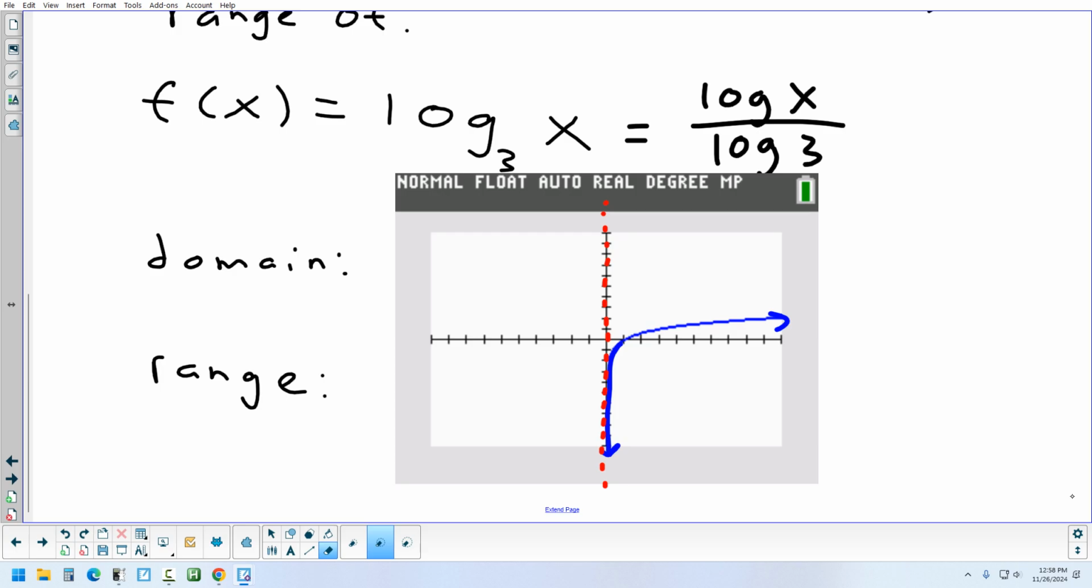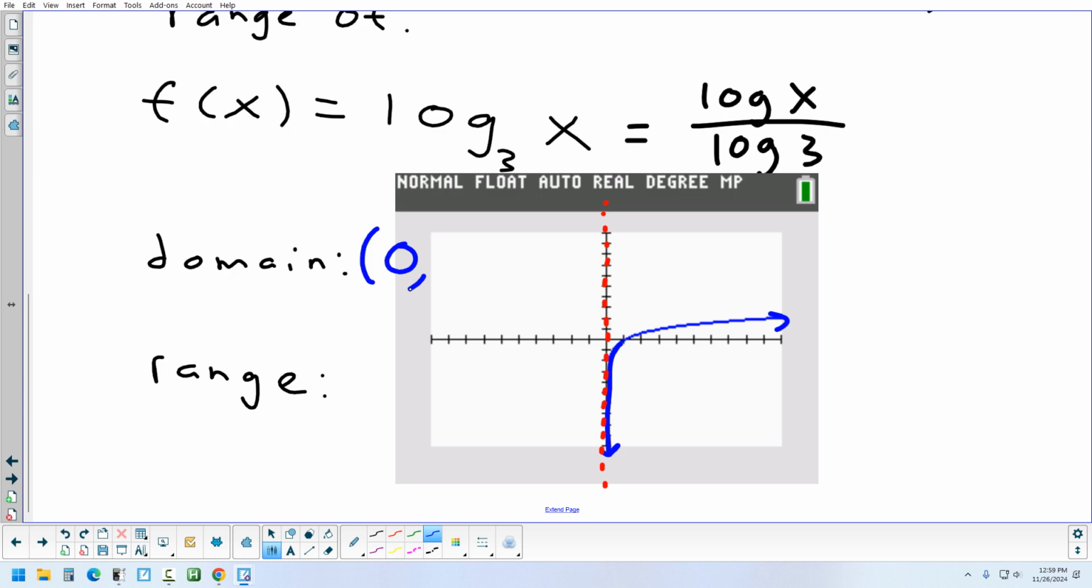So domain is how far left and right that graph in blue goes. Does that graph in blue go to the left forever? No, all of a sudden it stops somewhere. Where does the graph in blue stop going to the left? At 0. Does it ever reach 0? No, it just gets very close to it, but it never reaches it. What symbol do I use when I get close to a number but I don't reach it? The parentheses. Now that's how far left it goes.